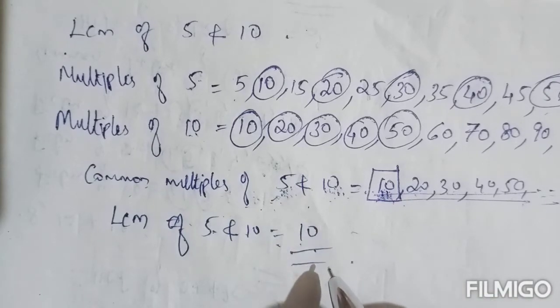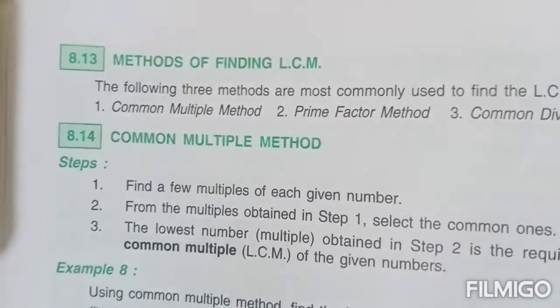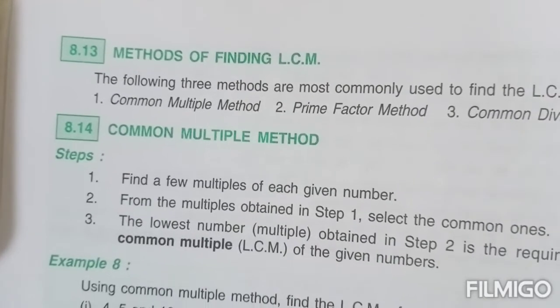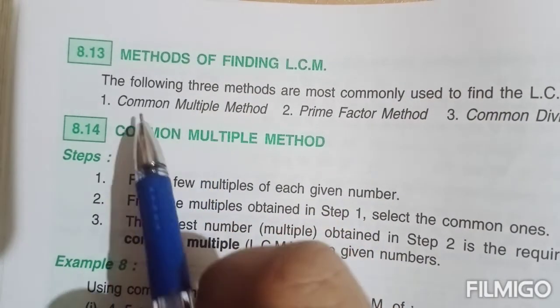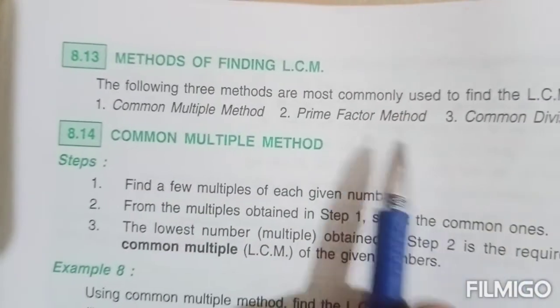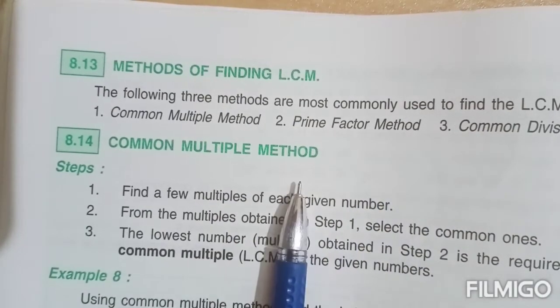Okay, next topic, methods of finding LCM. So we studied methods of finding HCF. Similarly, there are three methods for finding LCM also. First one, common multiple method. Second one, prime factor method. Third one, common division method. Okay, so let's see one by one.